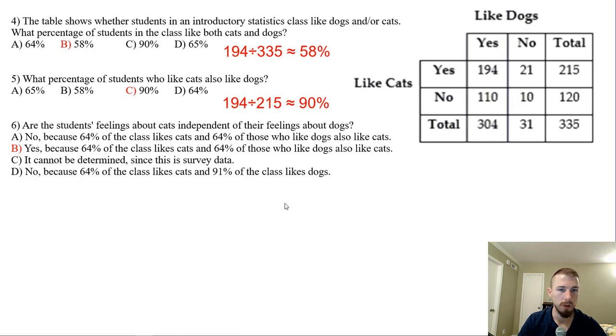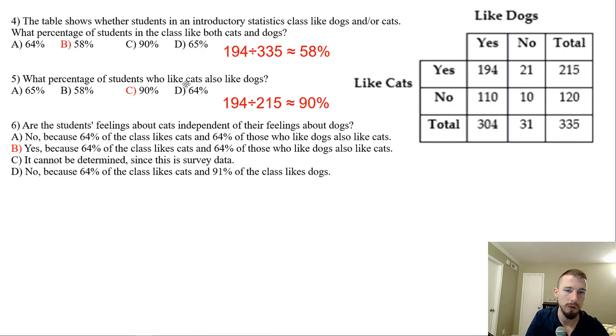Our table at the right shows whether students in an introductory statistics class like cats or dogs. It would be kind of fun for us to do the contingency table to see how many guys like dogs or cats or both, or neither. What percent of all the students in the class like both cats and dogs? Both is yes and yes, which is 194 out of the total number of students in the class, 355, which is approximately 38%.